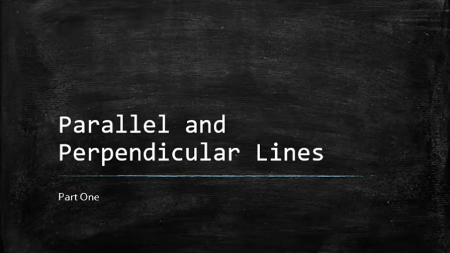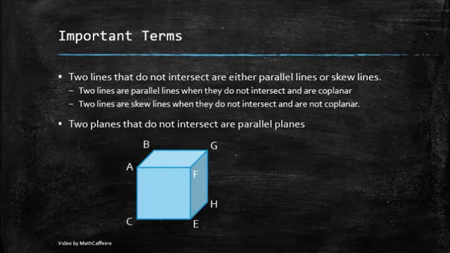This begins the new series on parallel and perpendicular lines. Two lines that do not intersect are either parallel lines or skew lines.